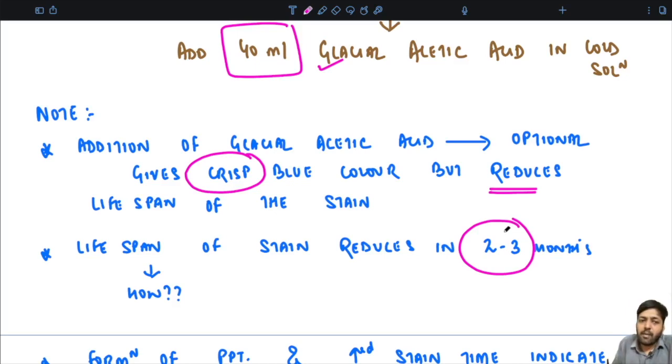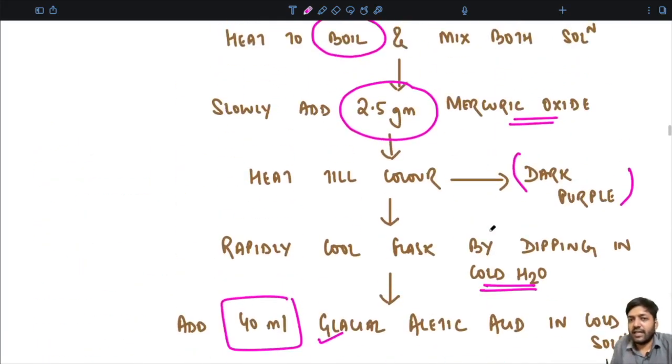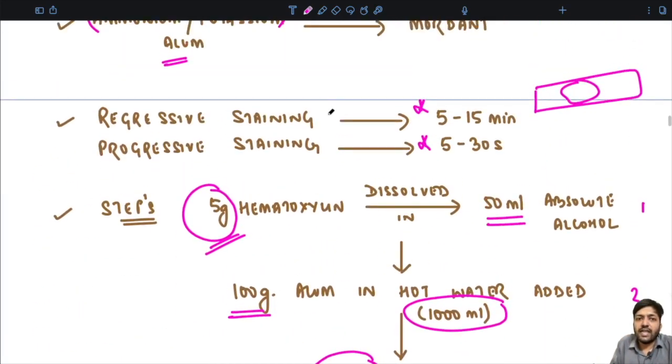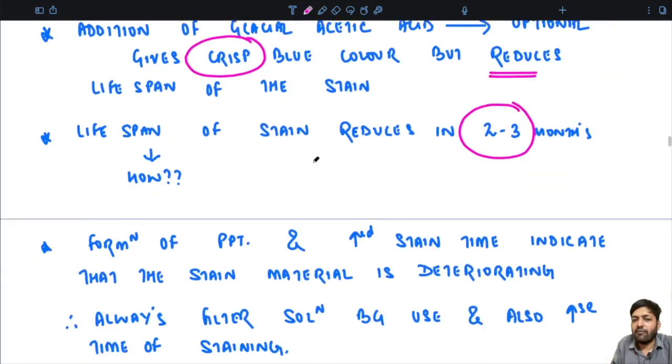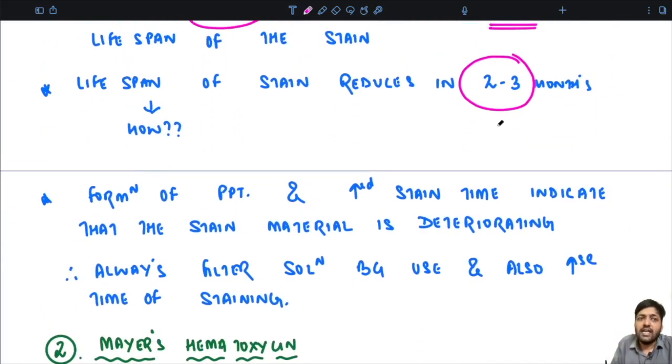Basically, normally remember the lifespan of this particular stain, that is the Harris alum hematoxylin. Okay, what is the lifespan of this? It is 2 to 3 months only. Okay, very, very important. Now remember, how does the lifespan of the stain deteriorate over a period of time? Because there is formation of precipitates and increased staining time. Okay, that is indicating that the stain material is deteriorating.